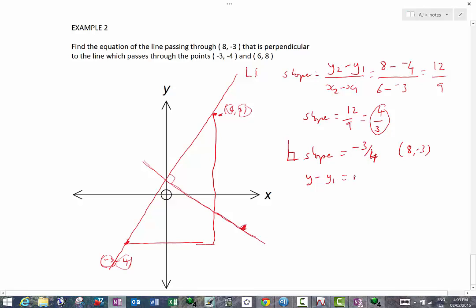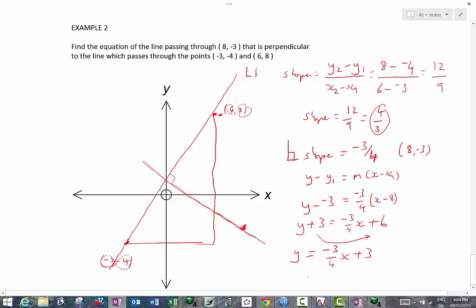So y minus y1 equals m(x minus x1) gives us y subtract -3 is -3/4 times (x subtract 8). So tidy this up a bit. y plus 3 is -3/4 x, and then be careful here, -3/4 multiplied by -8 is positive. 3 times 8 is 24 over 4, which is 6, so that is plus 6. So y plus 3 equals -3/4 x plus 6, and then move the 3 over and subtract, so we get y equals -3/4 x plus 3.